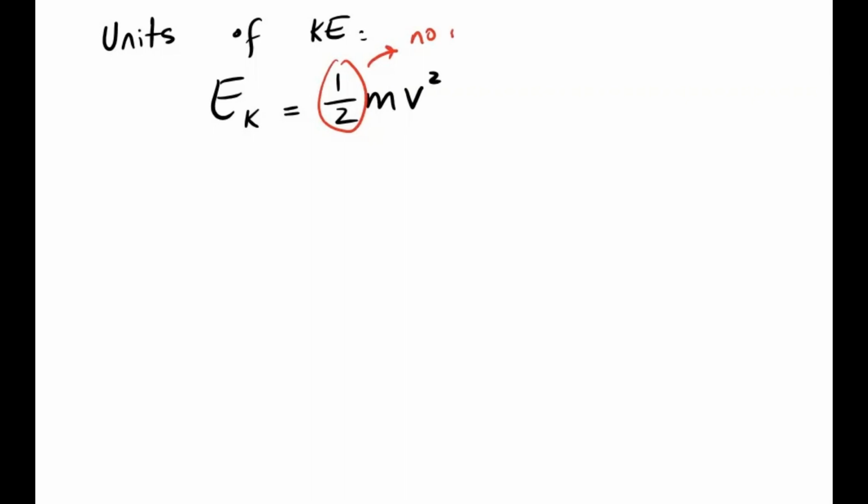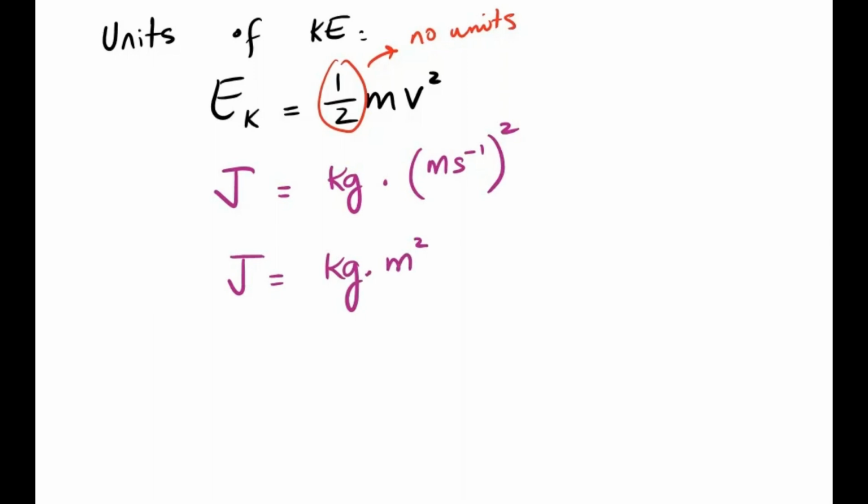So let's take a look at the units of kinetic energy. Let's write down the equation: EK is half mv squared. If you want to write down the units, we know half does not have units, it's just a fraction. Energy is measured in joules, mass in kilograms, and velocity in meters per second, but it has to be squared. So joules will be equal to kilograms meters squared per second squared in SI units.